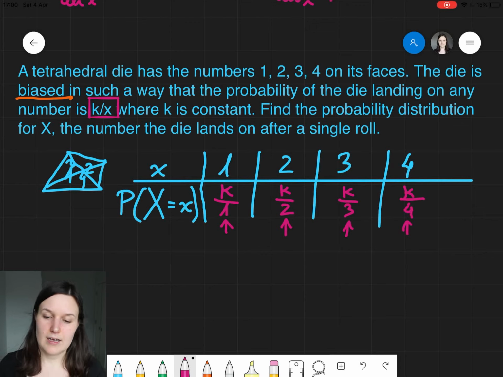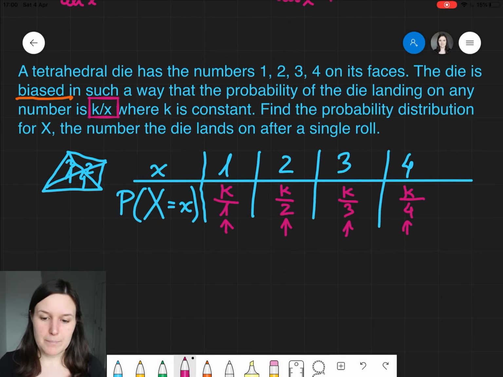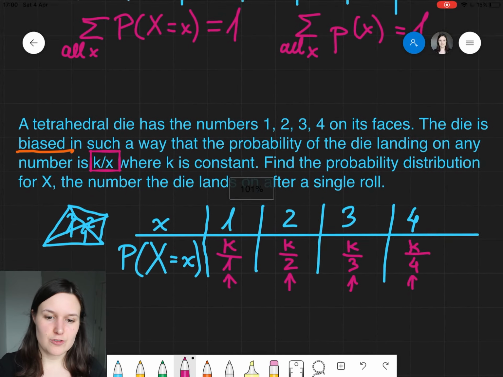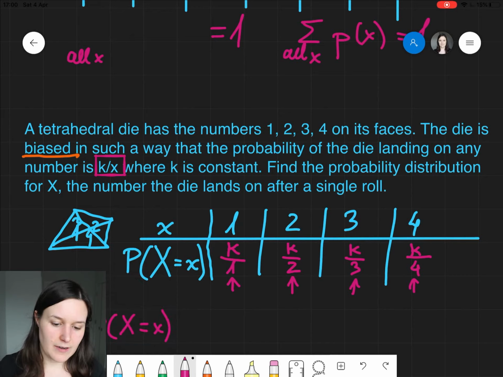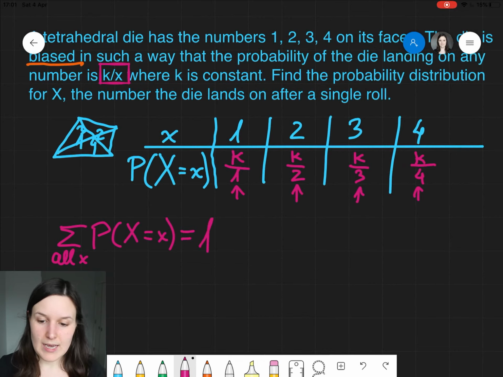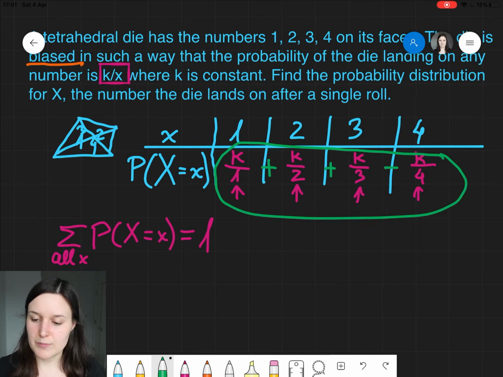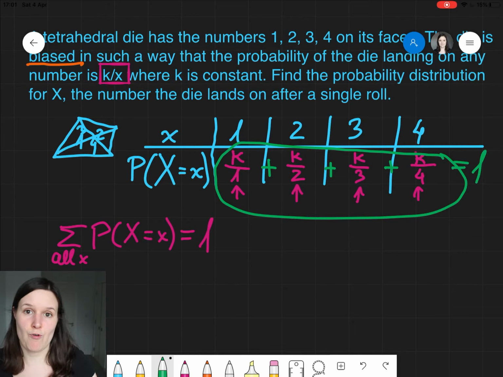But if I'm asked to find the probability distribution, I need to find them. So I need my k. I need to know what k is. So let's use the formula. The formula was that if I add all these probabilities for all the values of x, I will get 1. So let's do it. I will take all of these probabilities, and if I add them, the result has to be 1. The probability of getting 1 or 2 or 3 or 4 is 1.